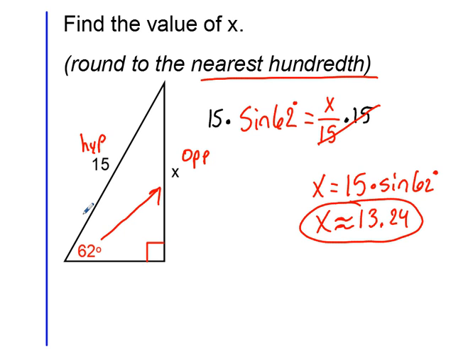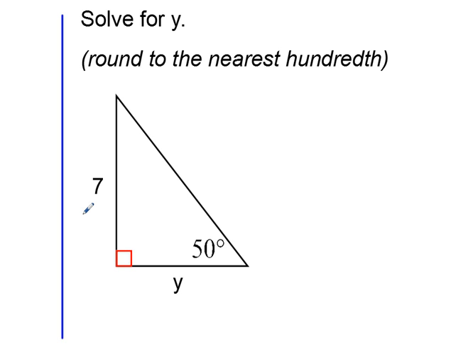So this is how we use a trig ratio and equation to solve for a missing side when given very limited information. Let's take a look at this triangle. In this triangle from the 50 degrees, I'm given a 7 on the opposite side and a y on the adjacent side. There is nothing on the hypotenuse, so I don't care about it whatsoever. Which trig ratio is opposite and adjacent? Well, that would be tangent.